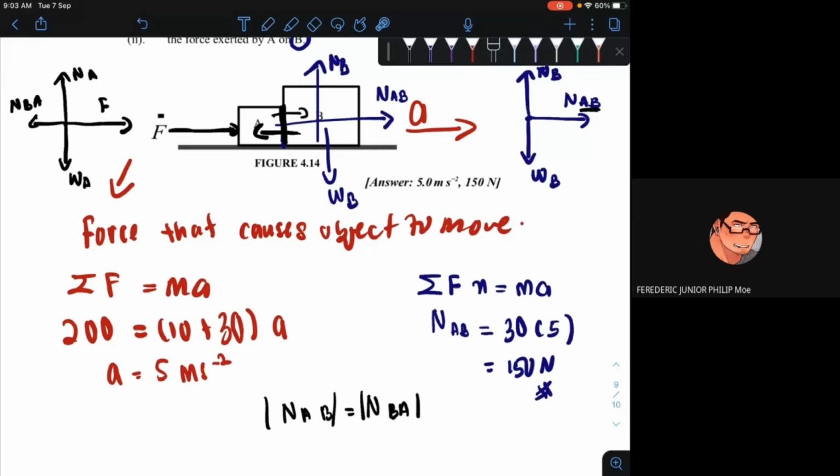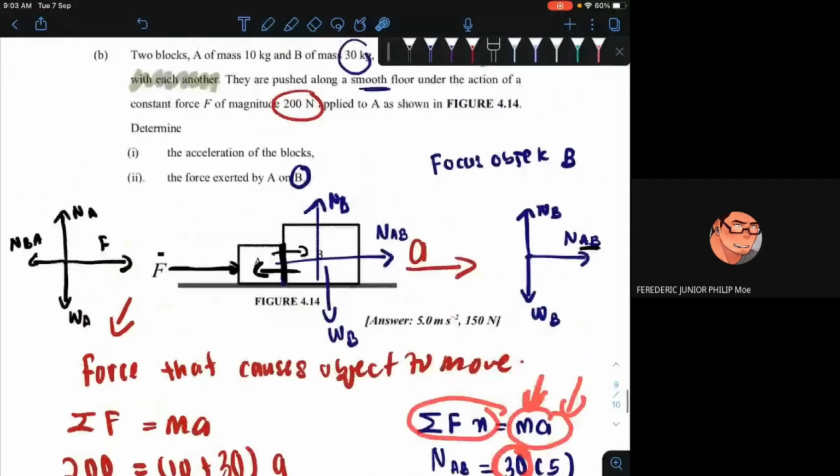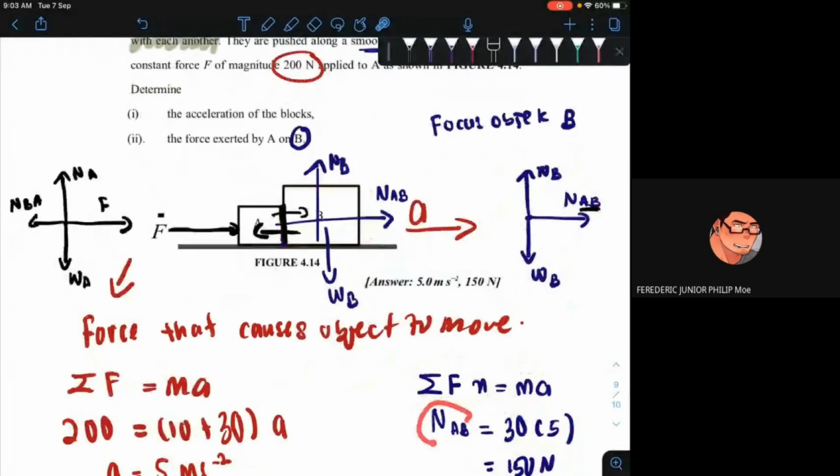Dan summation F is equal to MA, mass darab acceleration, mass unit dia adalah kg. Objek yang kita tengah cakap sekarang adalah objek B. Because we take this free body diagram. Okay. So along x-axis kita ada satu saja force, iaitu reaction force from object A on object B. Kita samakan dia dengan mass times acceleration. So basically awak kena fikir, kenapa objek ini boleh bergerak? Kenapa objek B boleh gerak? Sepatutnya dia kena stay static.